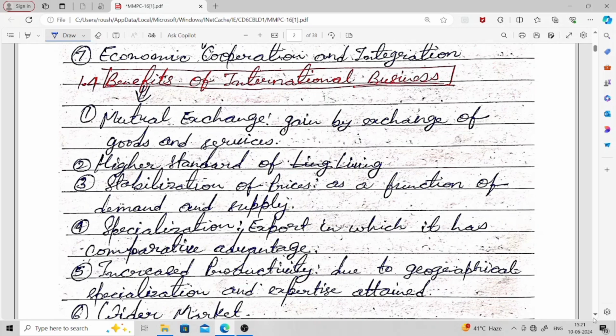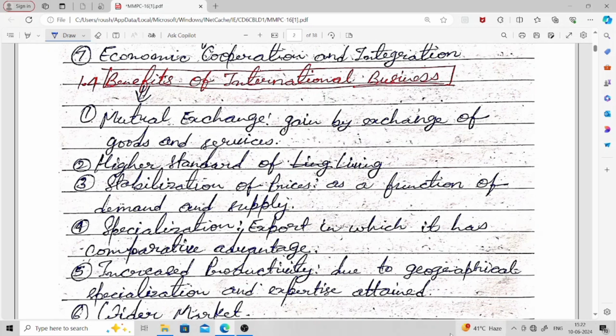The second is a higher standard of living. Due to international business, there is a higher standard of living. Then the third given is stabilization of prices as a function of demand and supply. Due to international business, the world market is much more competitive. That's why mostly the price is determined by the intersection of demand and supply, so there is stabilization of prices.